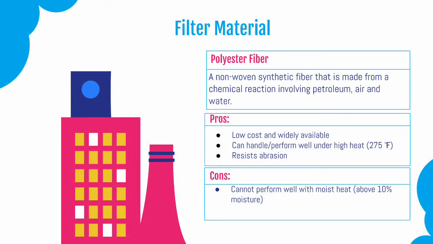The filter material chosen for our project was polyester fiber, which is a non-woven synthetic fiber that is made from a chemical reaction involving petroleum, air, and water. Some pros to this material are that it's of low cost and widely available, and it can handle and perform well under high heat, up to 275 degrees Fahrenheit, and it also resists abrasion. Some cons are it cannot perform well with moist heat, that is above 10% moisture, which is why in the previous slide we discussed that moisture and humidity needs to be kept low.